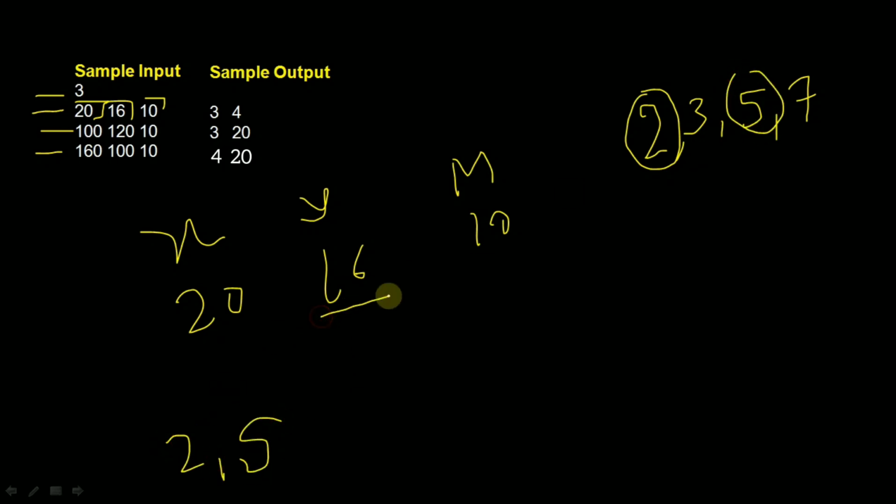If you talk about 16, if you want to move from 16 to any other floor, the same condition will apply to 16 also. So there is only 2 which is a prime factor of 16 and is less than M, that is 10. Okay, so we will go from Y to any floor, so we will go from 16 to 16 by 2, that is the 8th floor.